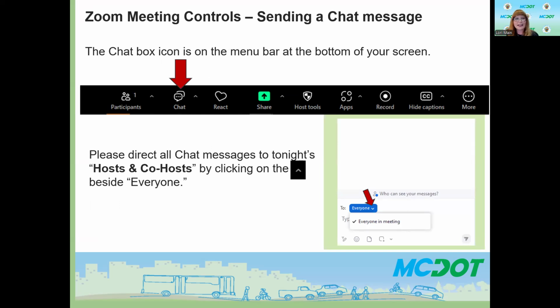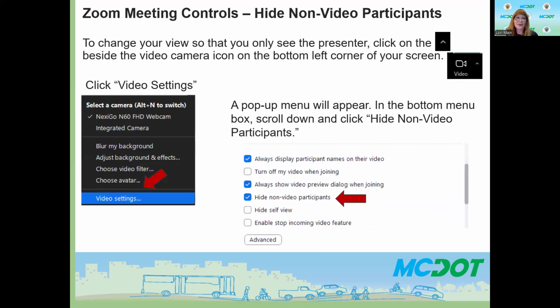The chat box icon is on the menu bar at the bottom of your screen. Please be sure to direct all chat messages this evening to tonight's host and co-host by clicking on the caret beside the everyone in the blue box. To change your view so that you only see the presenter, click on the caret beside the video camera icon on the bottom left-hand corner of your screen. You will then click Video Settings. A pop-up menu will appear. In the bottom menu, scroll down and click Hide Non-Video Participants.